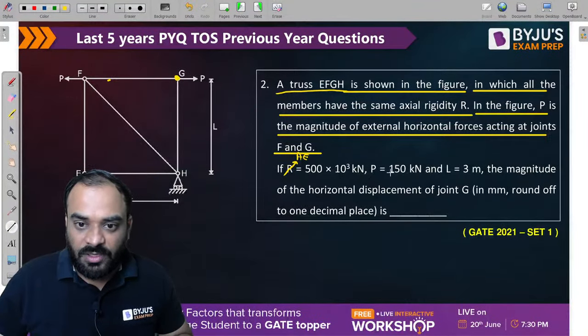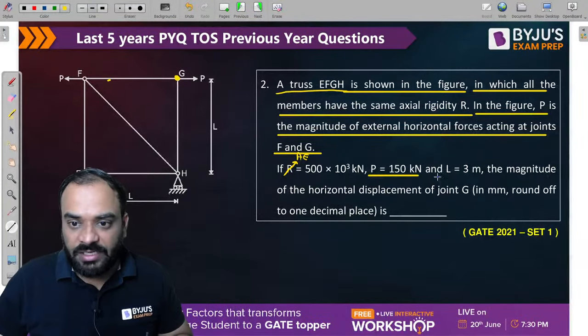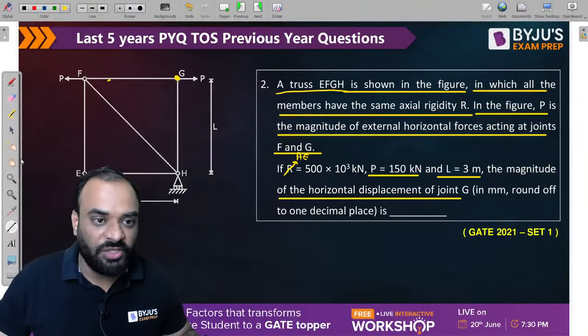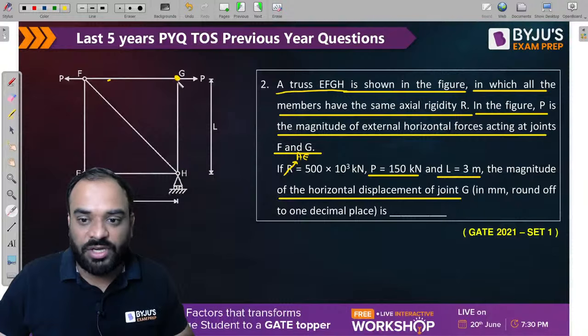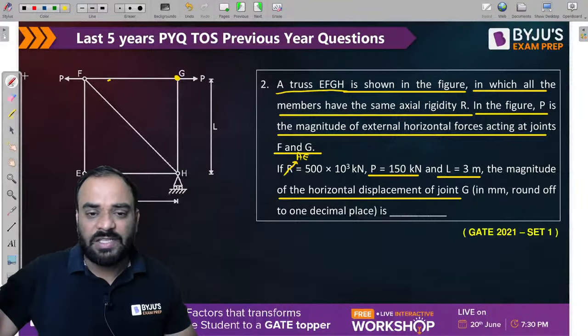P is equal to 150 kilonewton and L is equal to 3 meter. The magnitude of horizontal displacement of joint G is equal to how much? We need to calculate the horizontal displacement of joint G. How much is it in terms of mm? It is very simple to calculate.